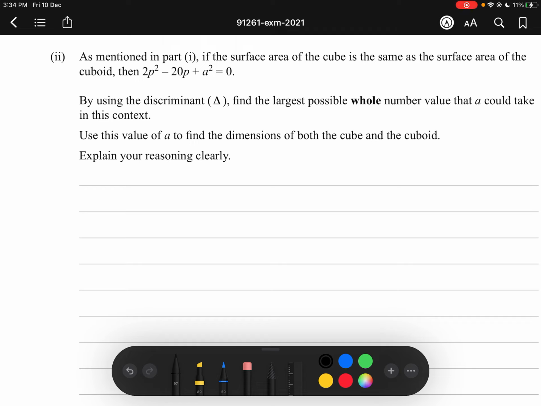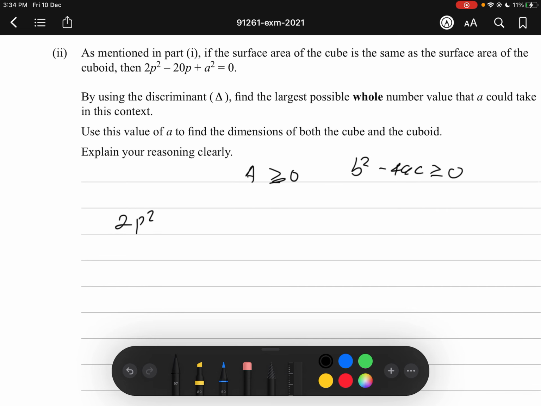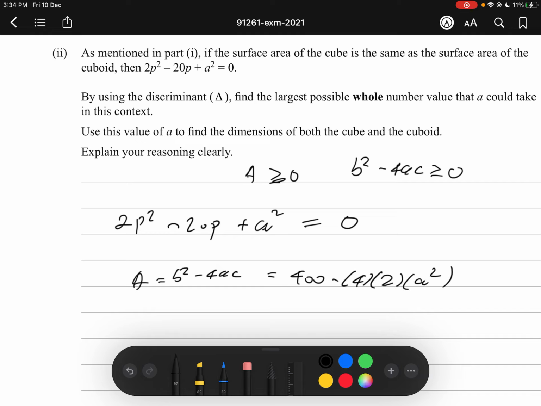So clearly, in order for there to be a solution for p, we need the discriminant to be greater than or equal to 0. So b squared minus 4ac is greater than or equal to 0. We have 2p squared minus 20p plus 2a squared equals 0. Then our discriminant is b squared minus 4ac, which is 400 minus 4 times 2 times a squared, that's equal to 400 minus 8a squared.